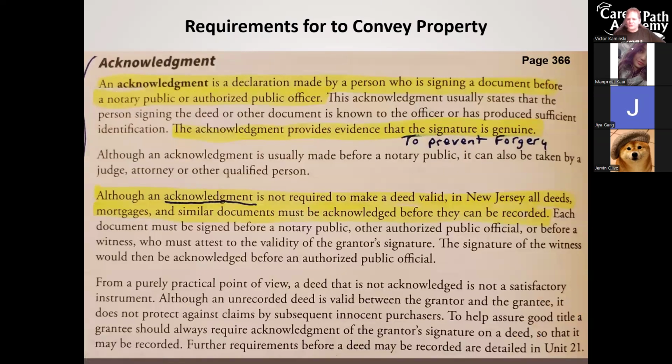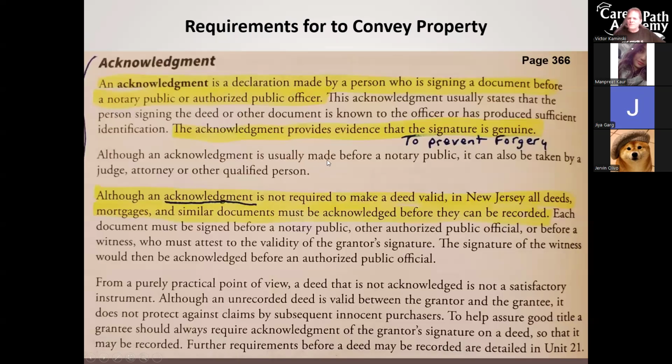So what is an acknowledgement? The purpose of an acknowledgement is to prevent forgeries. It's a declaration made by a person who's signing a document before a notary public or authorized public officer. The acknowledgement usually states that the person signing the deed or other document is known to the officer or has produced sufficient identification. The acknowledgement provides evidence that the signature is genuine in order to prevent forgery.